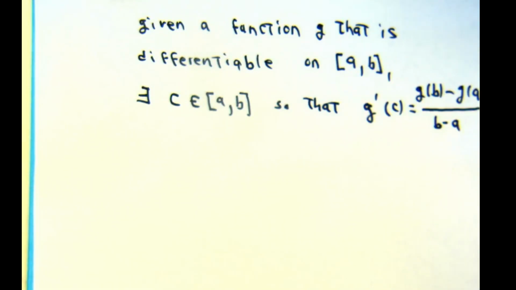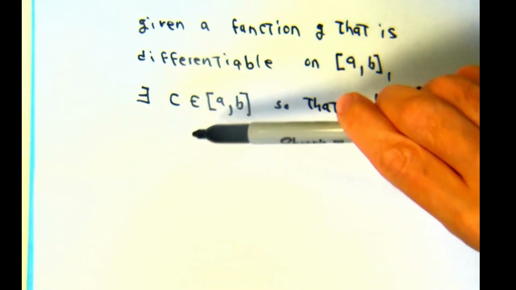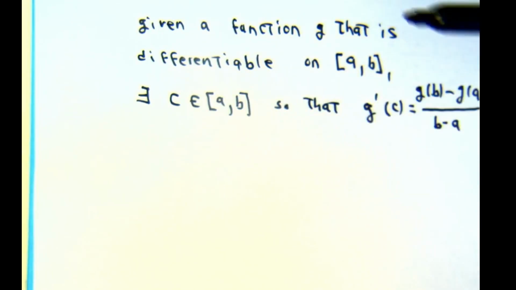If you want to be overly official about this sort of thing, we would say, given a function g that is differentiable on some interval of numbers from a to b, there exists a number c in that interval so that g prime at c is g of b minus g of a over b minus a. When you put it like that, it seems to be complete gibberish. Let me draw you a picture.